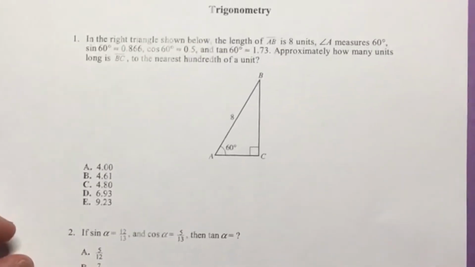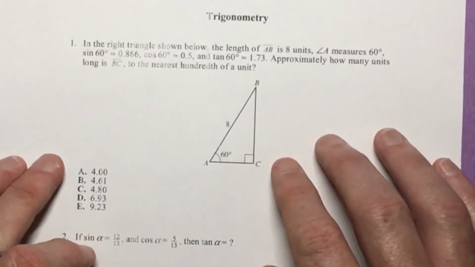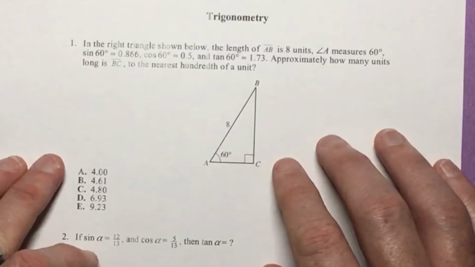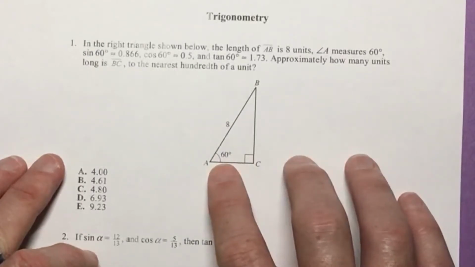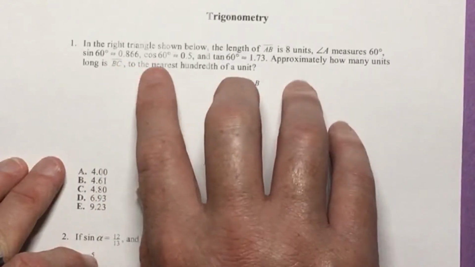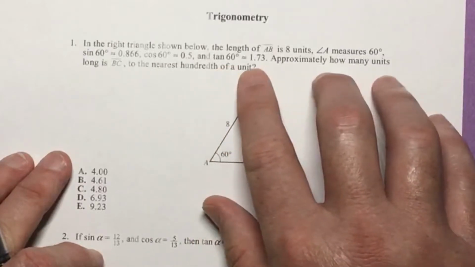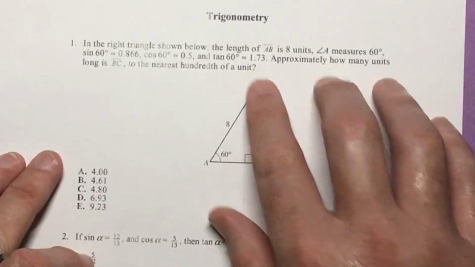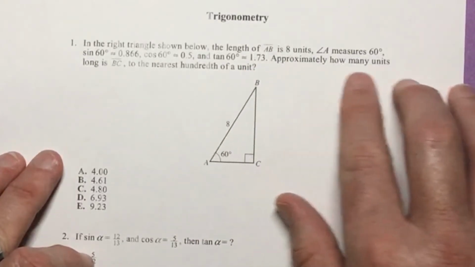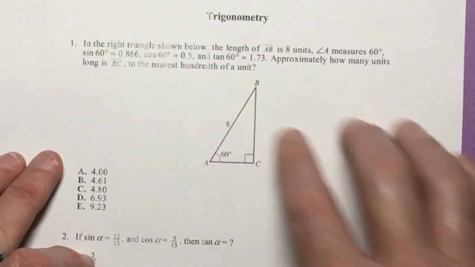All right, let's move on to some trigonometry questions. In the right triangle shown below, the length of AB is 8 units. Angle A measures 60 degrees. The sine of 60 is 0.866. The cosine of 60 is 0.5. And the tangent of 60 is 1.73. Okay. Approximately how many units long is BC to the nearest hundredth of a unit?